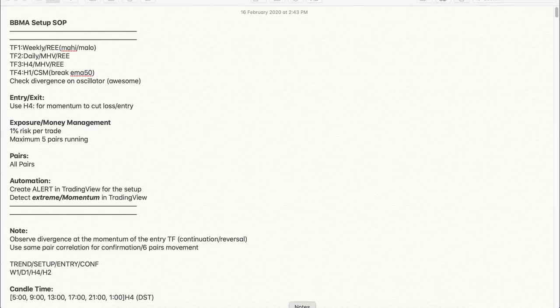Let's get started. We first review our BBMA setup SOP. We have a little bit of modification for the SOP. Now we use 4 time frames to make the setup and the analysis more clear. The first time frame is the weekly, second time frame daily, third time frame H4, and we use the fourth time frame H1 as a confirmation time frame.